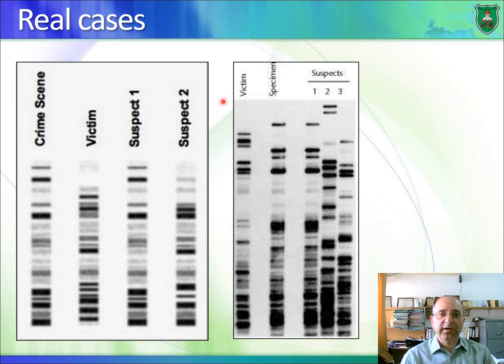Same thing here, we have DNA taken from the victim, then the specimen right here, and then you have 3 suspects, right? 1, 2, 3, and you start making comparisons. It's obvious that the genetic profile is different between the specimen and the victim. Totally different profile. Maybe there are some similarities, but there are differences. So you can comfortably say that this specimen does not belong to the victim.